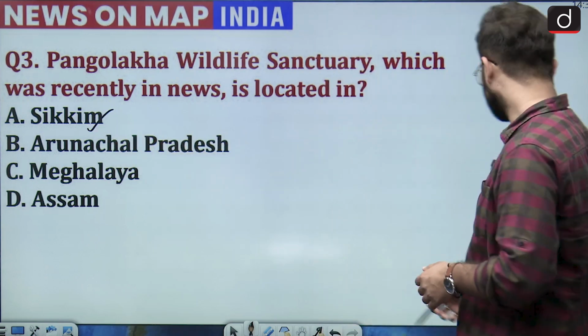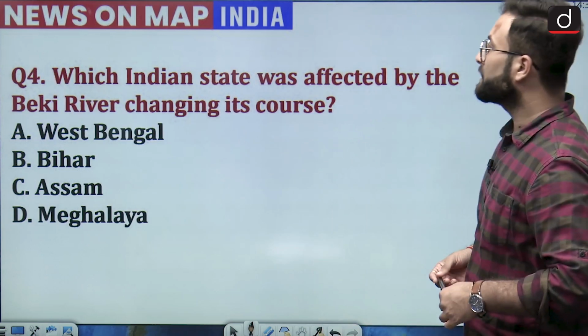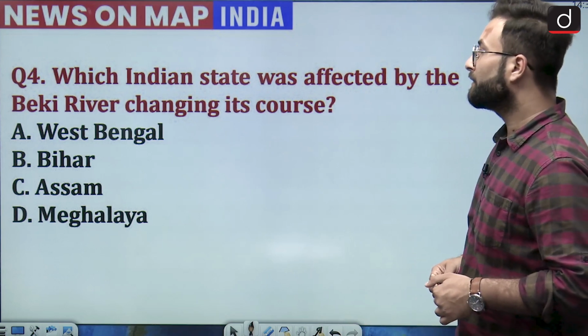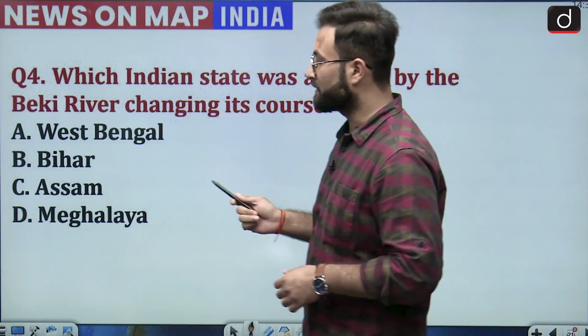Now moving further, question number 4. Which Indian state was affected by the Beki river changing its course? West Bengal, Bihar, Assam, or Meghalaya.